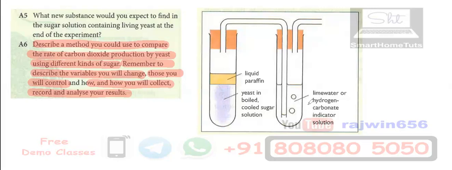You can use the same test tube and the paraffin and everything, and you can change the types of sugar. That's correct. How are we going to measure the rate of formation of carbon dioxide? For carbon dioxide, you can add a gas syringe on top. Yes, that's correct. We can use a gas syringe and note down the change in volume per unit time for the amount of carbon dioxide that is produced.